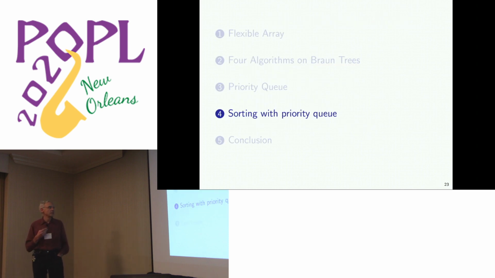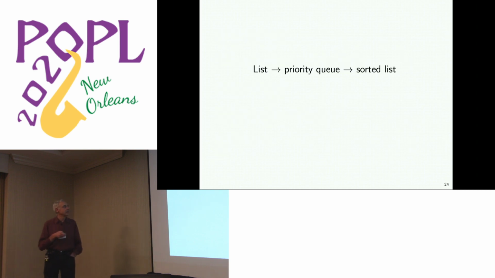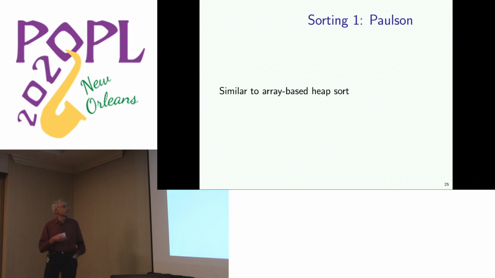Priority queues, of course, can be used for sorting. It doesn't matter what the priority queues are. So that's a standard idea. You turn the list into a priority queue, and then you extract the elements one by one and get a sorted list. So how is this done with Braun trees? In the end, you get an n log n algorithm if you do it halfway decently.